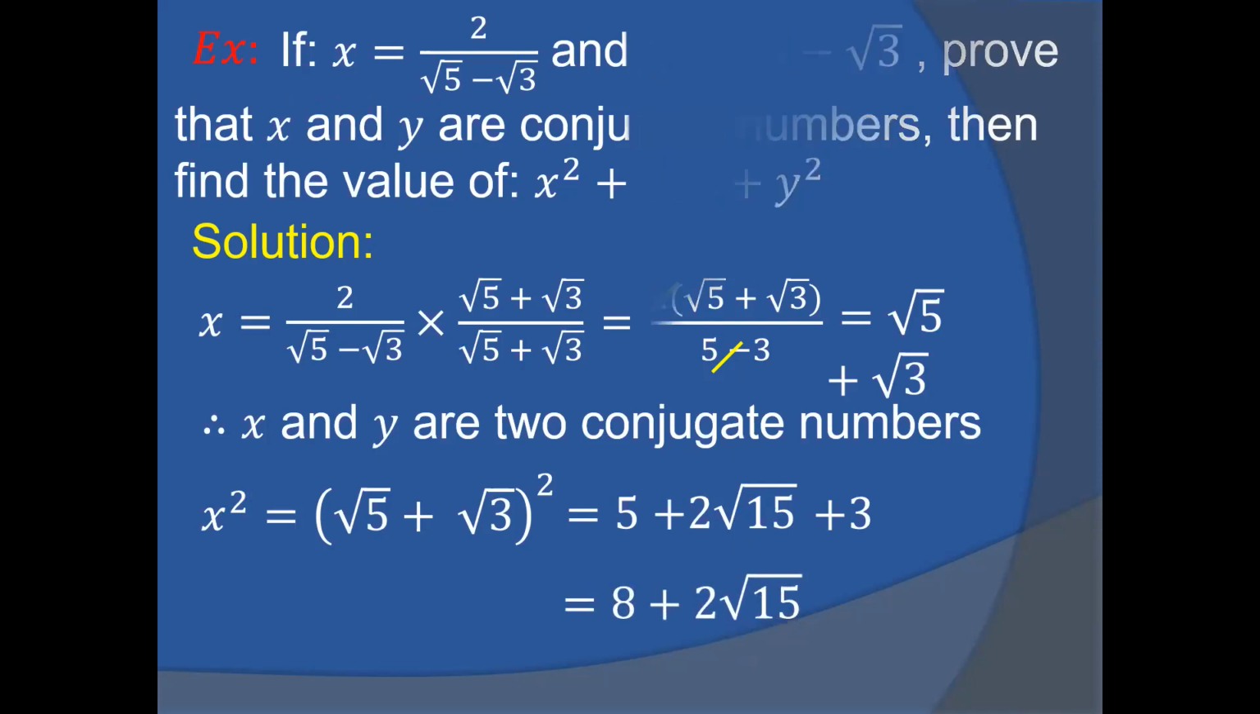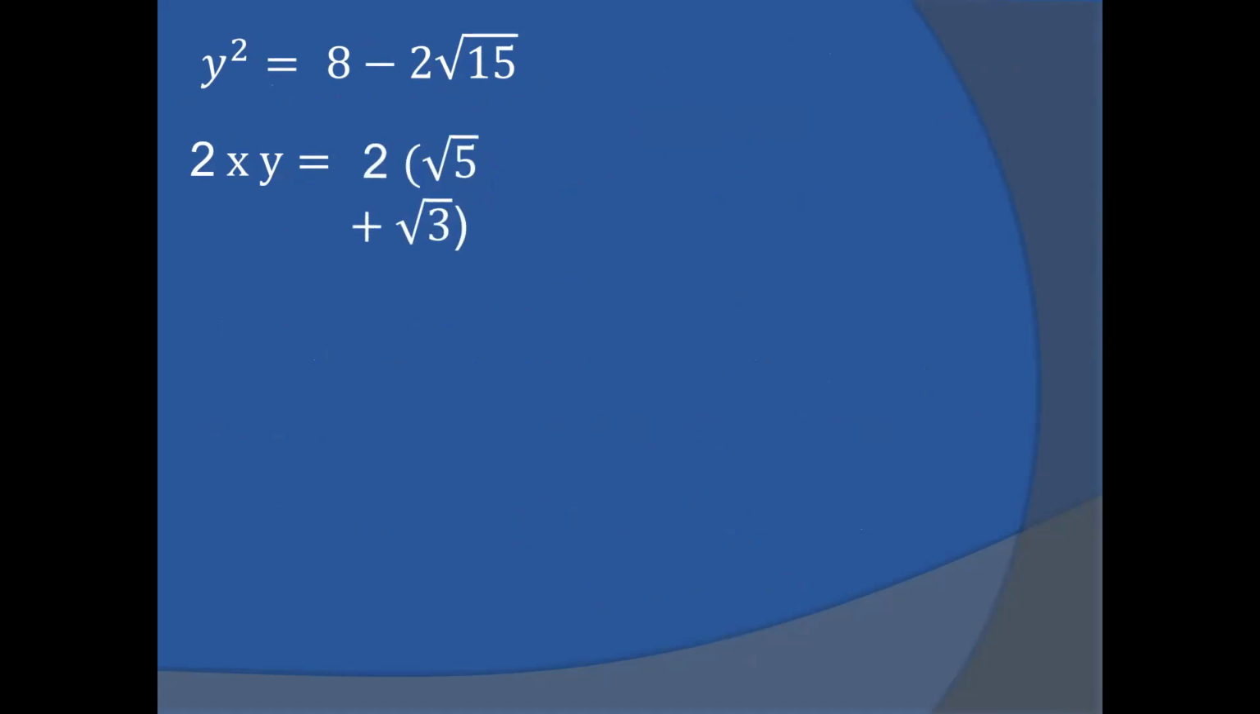x squared equals 8 plus 2 root 15. y squared equals 8 minus 2 root 15. Now I make 2xy, which is 2 times x times y.